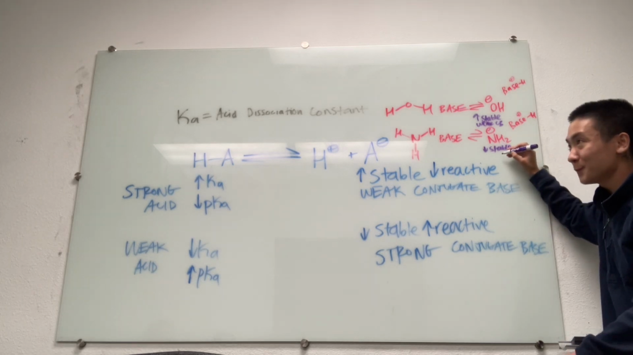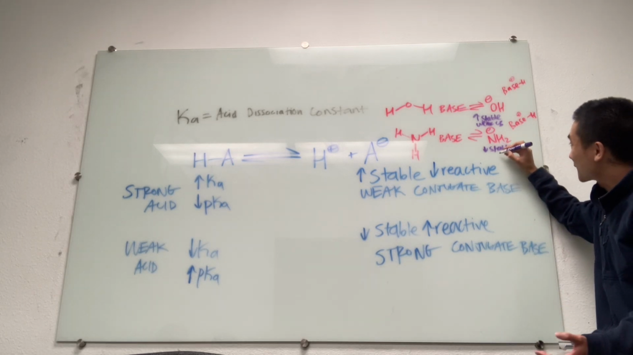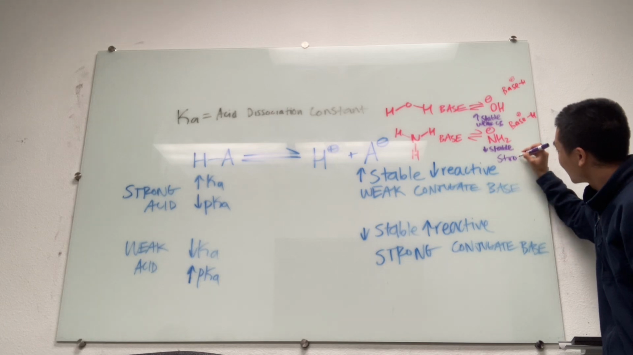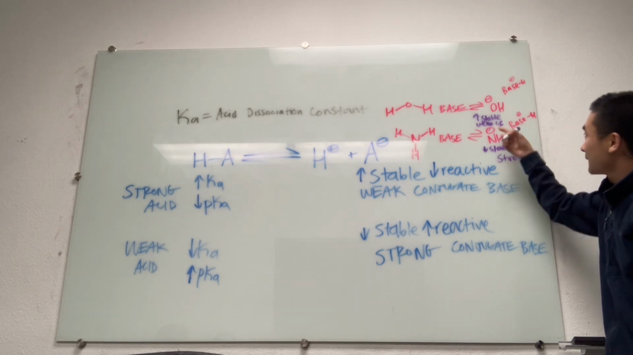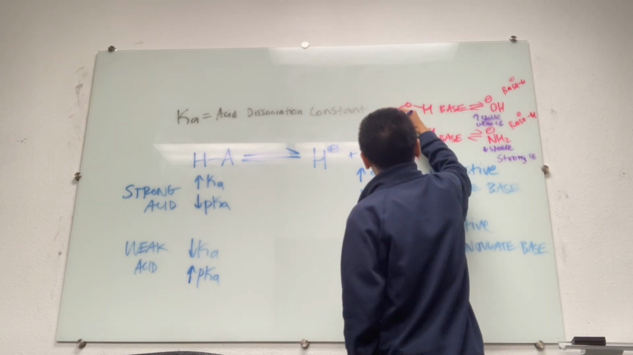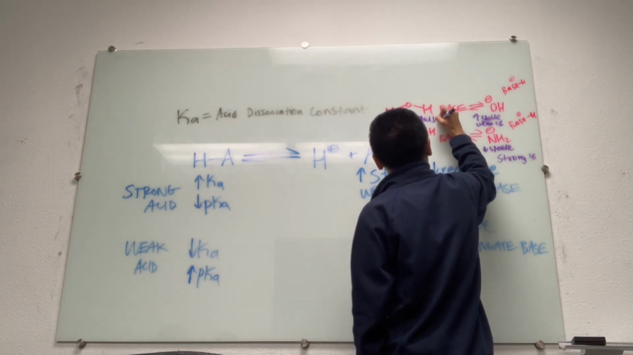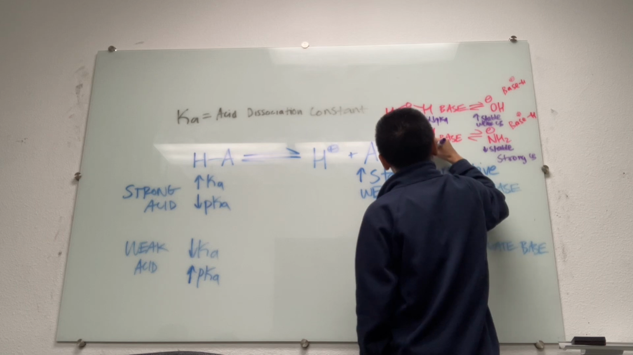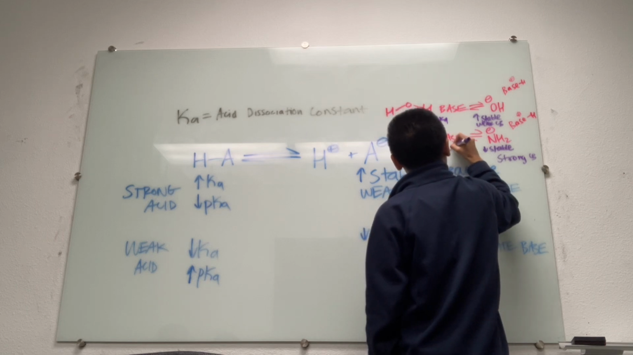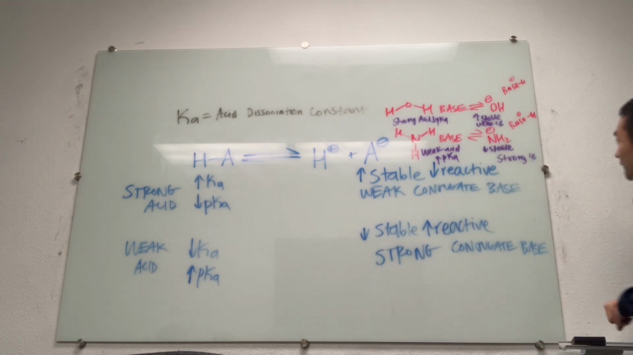Whereas this is less stable, it's more angry, it's going to be a strong conjugate base. Right? It's reactive. Meaning that this right here is a stronger acid, meaning that it will have a lower pKa. And this right here is a weaker acid, meaning that it will have a higher pKa. Right.